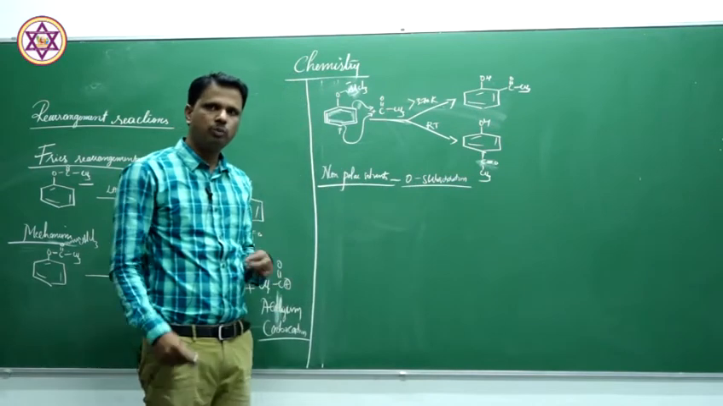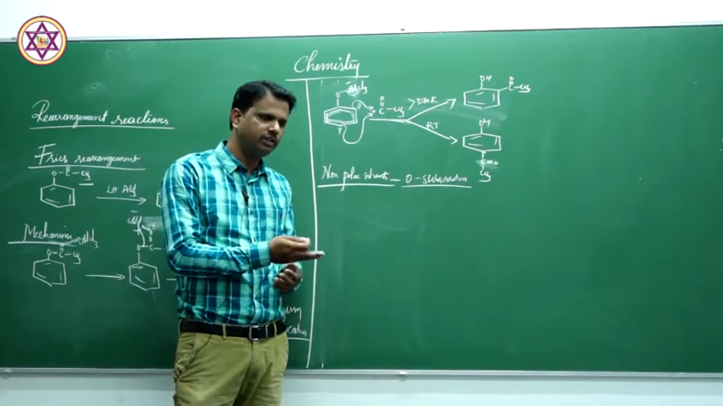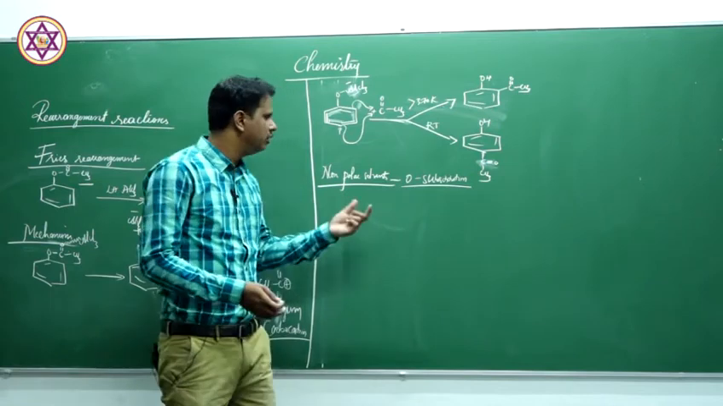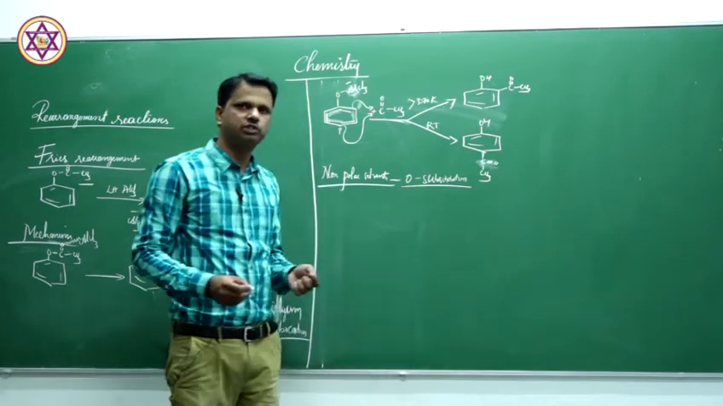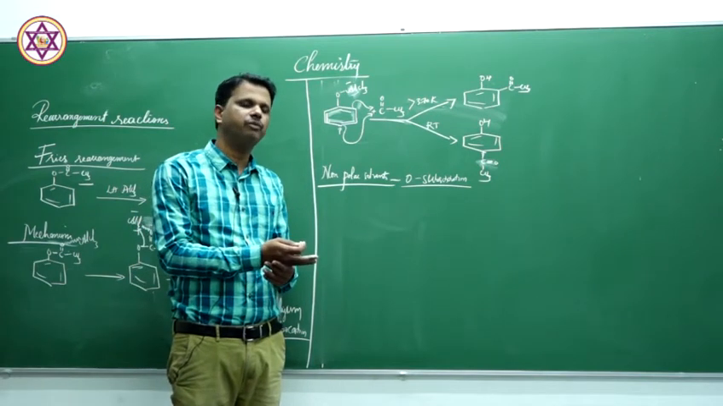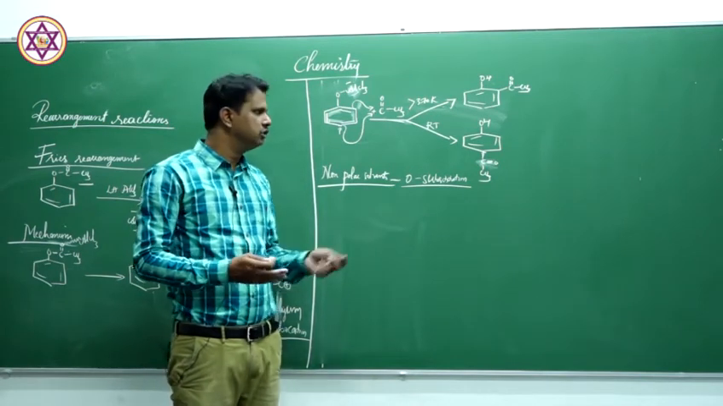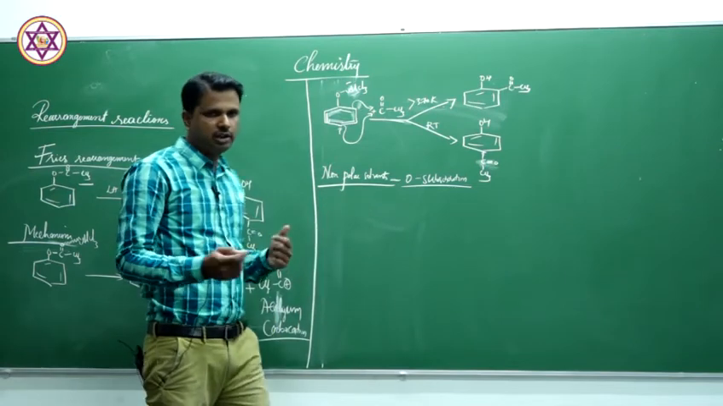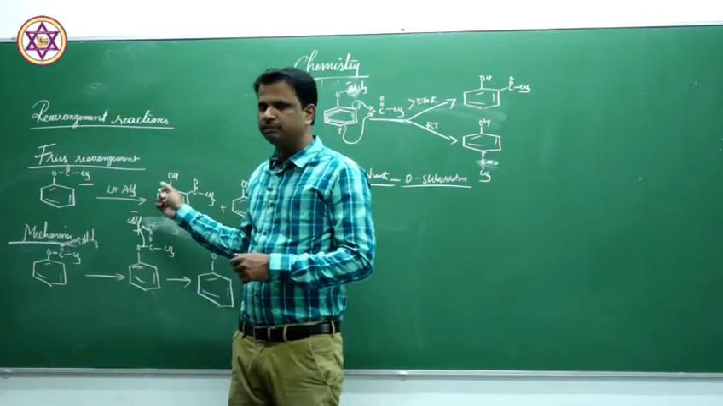So the use of non-polar solvents favors the formation of the ortho substituted product, whereas if you use polar solvents, then it favors the formation of the para substituted product. So this is very important. Now we'll come once again. So with the first step, what happens?